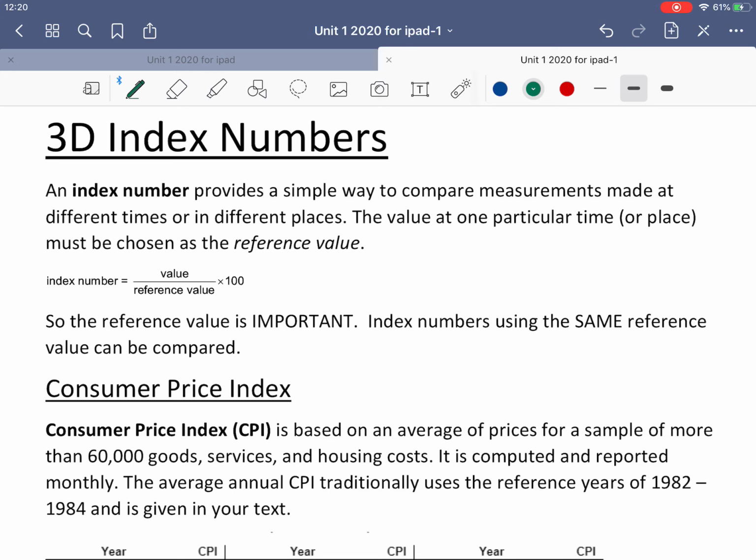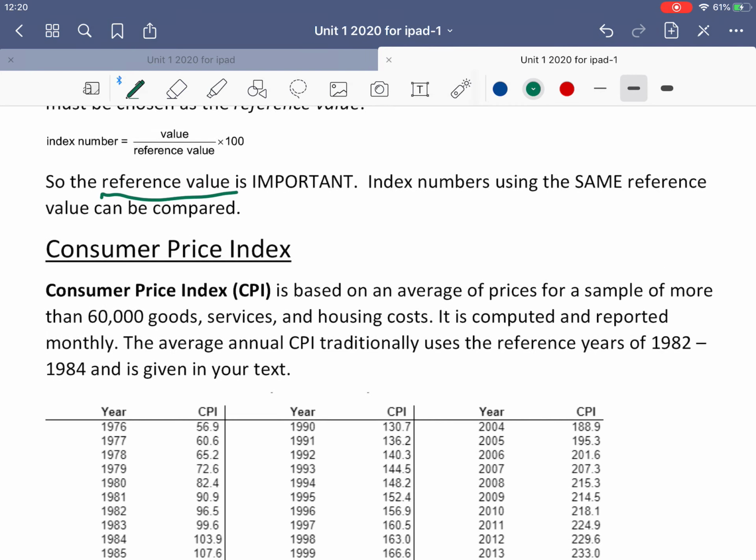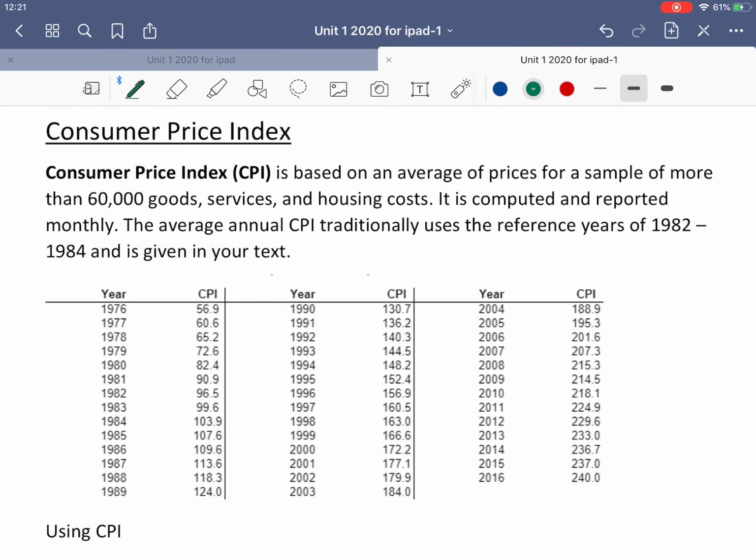So if you'll see here, the index number is just the value divided by the reference value. That probably looks a whole lot like a percentage. And then we multiply it by 100. So we kind of sealed the deal that it's a lot like a percentage. But the reference value then must be really, really important. If I change the reference value, I change the index value. And I only want to compare values that have used the same reference value, I'm sorry, the same index value.